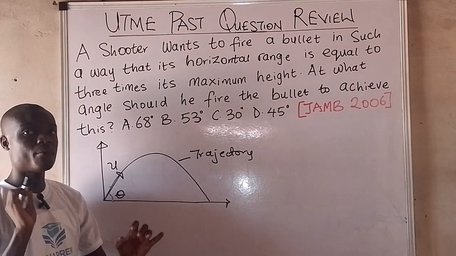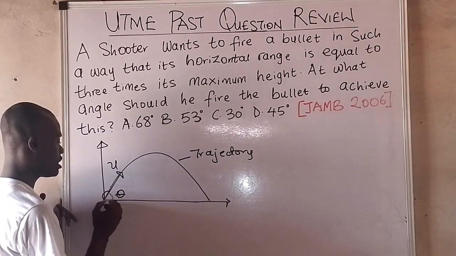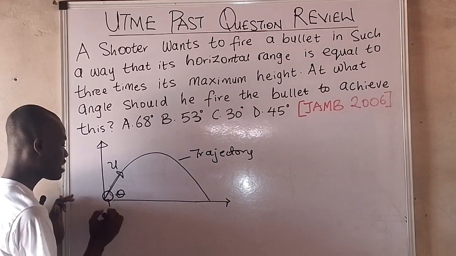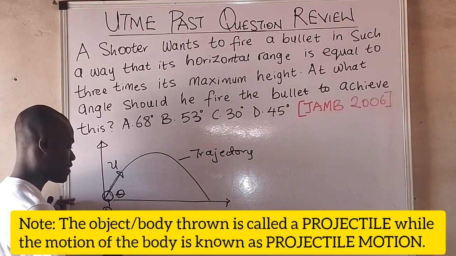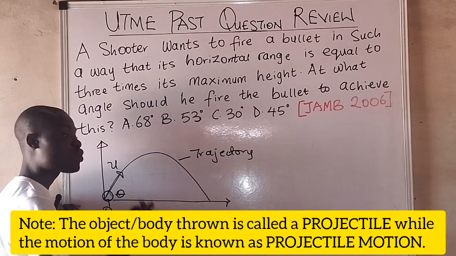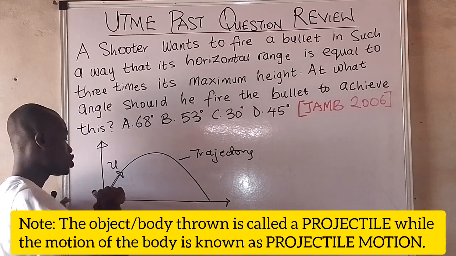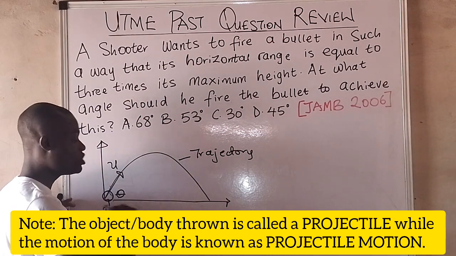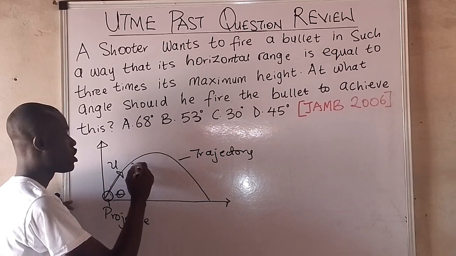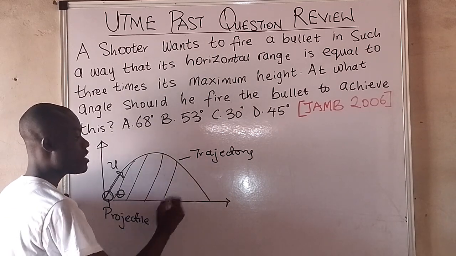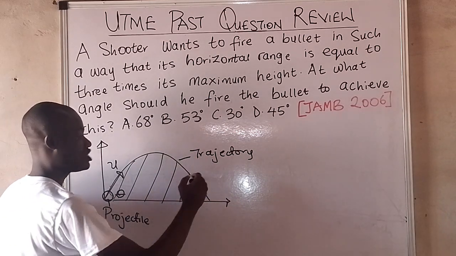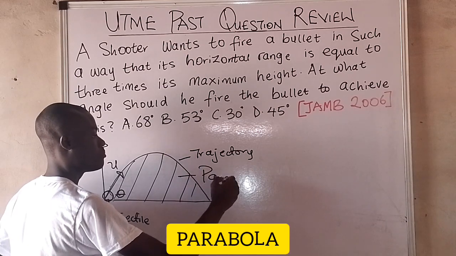The object I am projecting, let's say a ball for example, is called a projectile, while the motion itself is called projectile motion. The path which this projectile follows is called a trajectory, while the shape of this path is called a parabola.